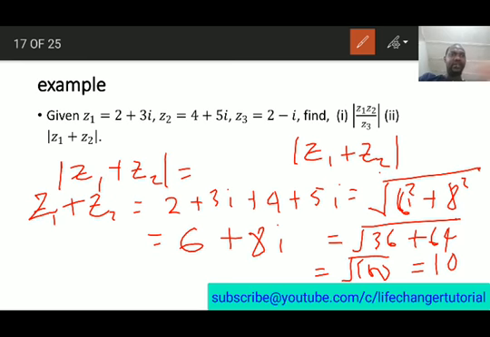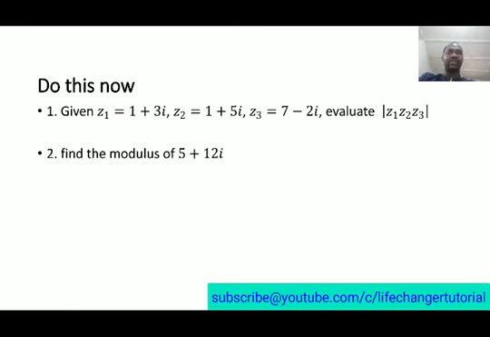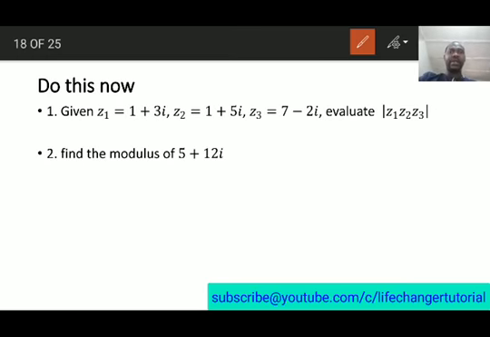Beautiful. So you just go straight if it is addition. But that rule, you can apply it for multiplication, you can apply it for division. Okay, so do this now and send it to me.